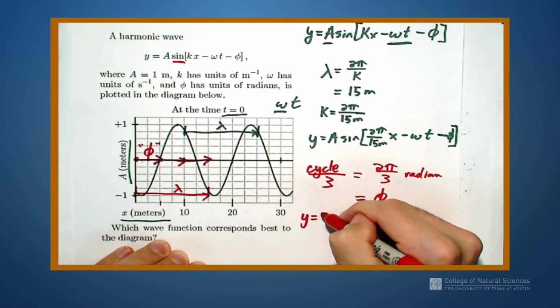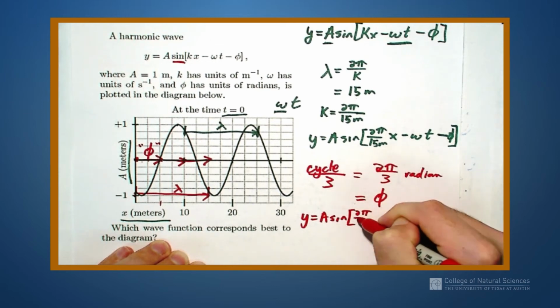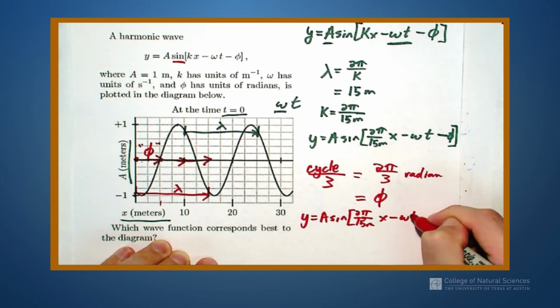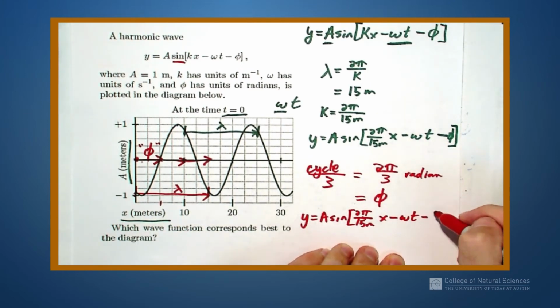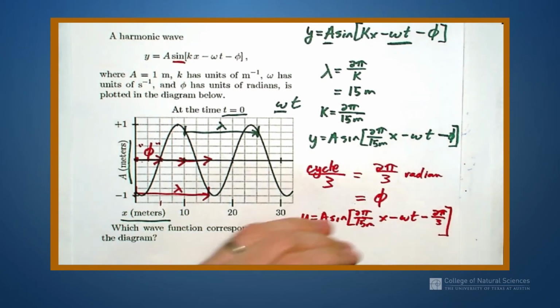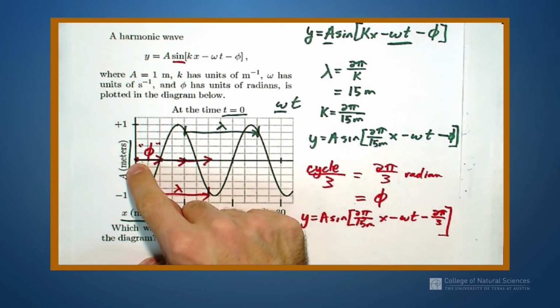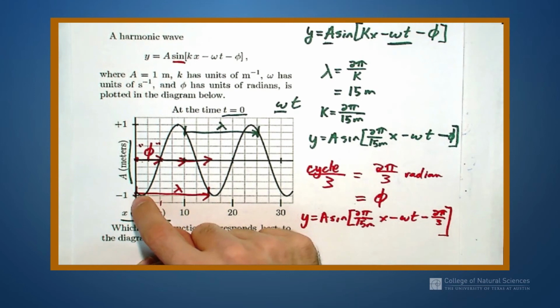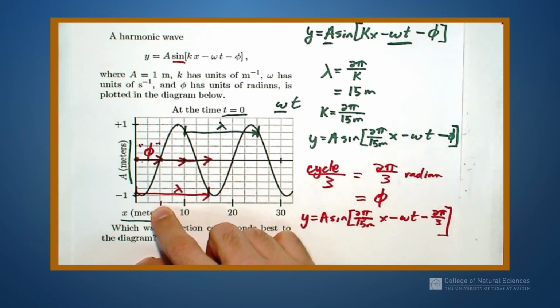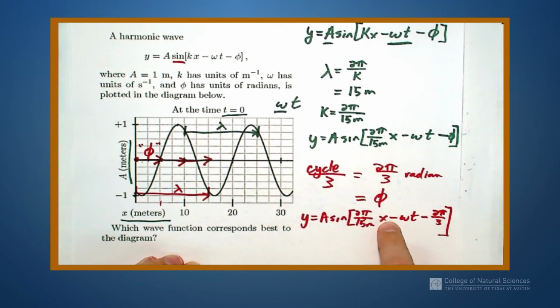So my final equation is A sine of 2 pi over 15 meters times x minus omega t, which I couldn't figure out anything about, but I also know that I have 2 pi over 3 as my phase shift. If I want to check this, I can plug in 0 for x and 0 for t, put myself at this point right there, and see if I get the sine to be at this point. So minus 2 pi over 3 puts me somewhere down over here. Another one I could check is 5 meters at 0 time, which would give 2 pi over 3 minus 2 pi over 3, which gives a sine of 0. So I've checked a couple points just to make sure.